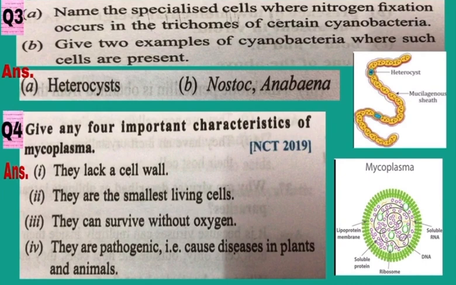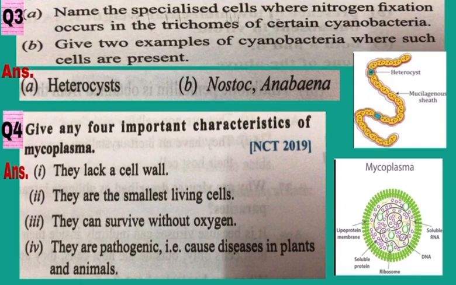Question number 3, part A. Name the specialized cell where nitrogen fixation occurs in trichomes of certain cyanobacteria. These special cells are heterocysts, in trichomes, where nitrogen fixation takes place. You can see it in the diagram of a Nostoc showing heterocyst.